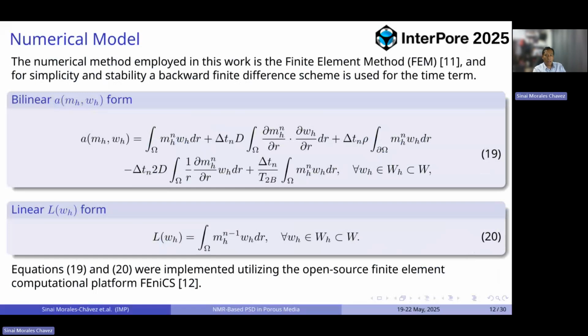These equations were implemented using the FEniCS project, an open source platform that provides a high-level Python interface for finite element discretization and automated solution of partial differential equations. Overall, this approach allows us to efficiently simulate the magnetization decay within individual pores and ultimately to construct a forward model that can be used for stable and accurate inversion.